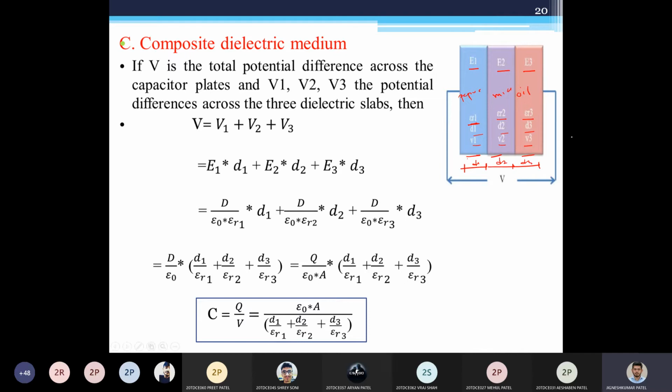I can have 4, 5, 6, 7 media, or I can also have 2. In the same way I can consider two different media. Here I have three different media, so you just have to add one or two terms at the end.